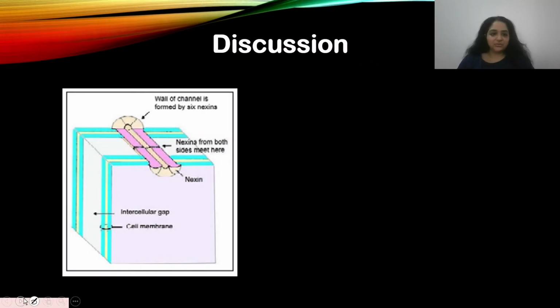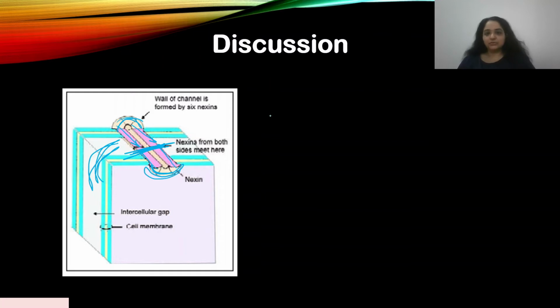I have a good diagram here. You can see one nexon coming from here, the other nexon coming from here, and they meet over here. This is the 6 nexons, 6 protein elements, that it is formed of. And this space here is the intercellular gap. So that's how gap junctions are formed.